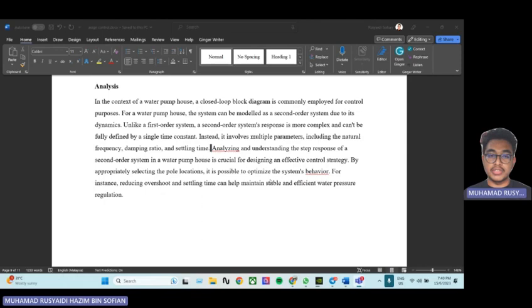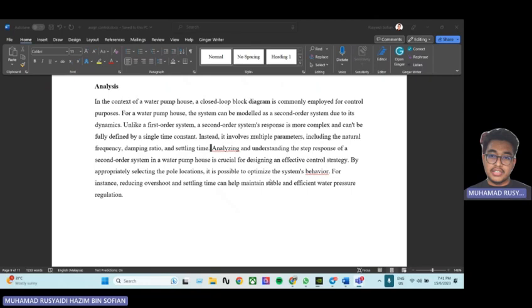for control purposes. For a water pump house, the system can be modeled as a second order system due to its dynamics. Unlike a first order system, a second order system response is more complex and cannot be fully defined by a single time constant. Instead, it involves multiple parameters, including the natural frequency, damping ratio, and settling time.